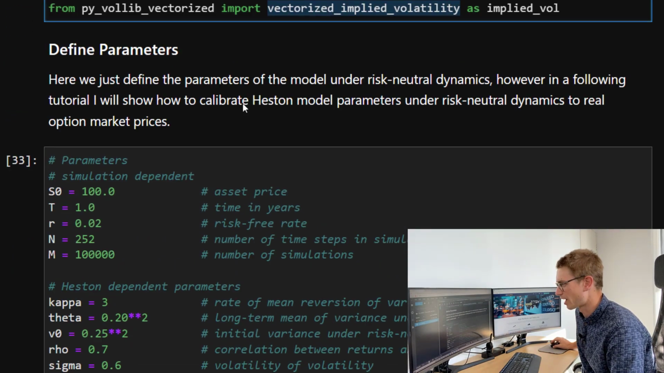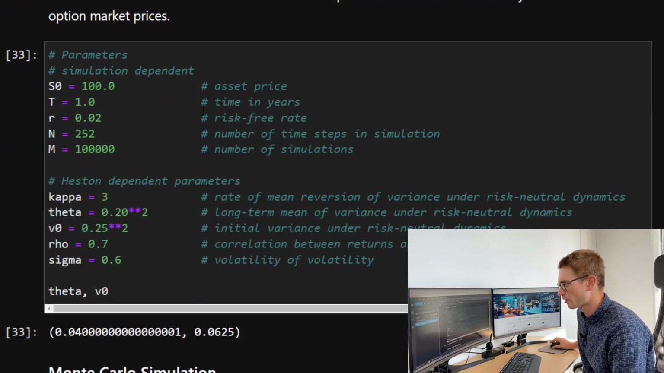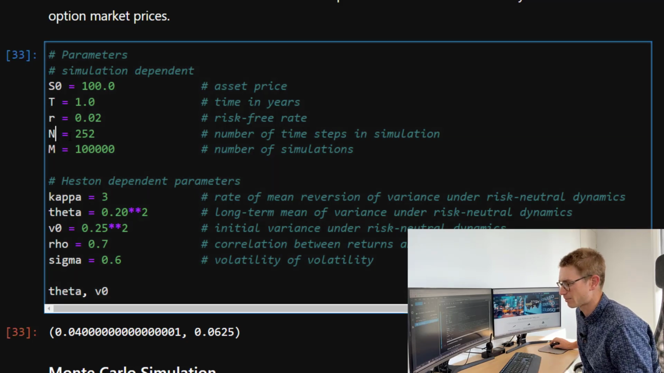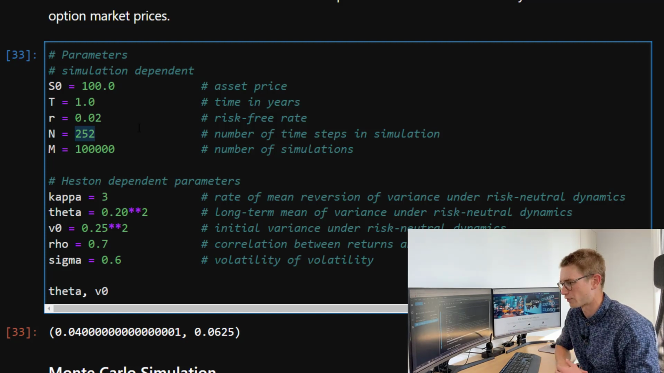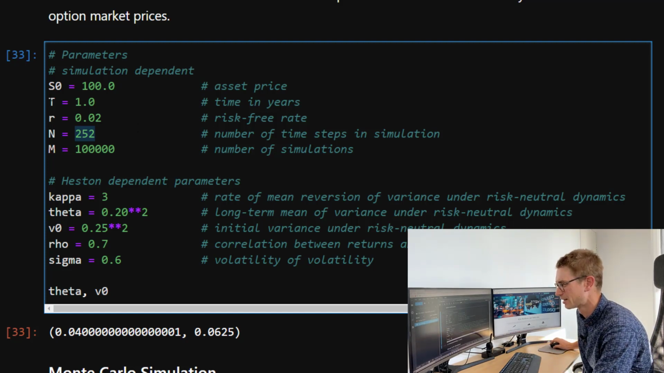So let's define the parameters. Again, we've got our stock asset price, we've got time, 1 year, we've got the risk-free rate, and the number of time steps. I've just left that at 252 trading days, so 1 year, we're stepping through every trading day, and I've got 100,000 simulations.